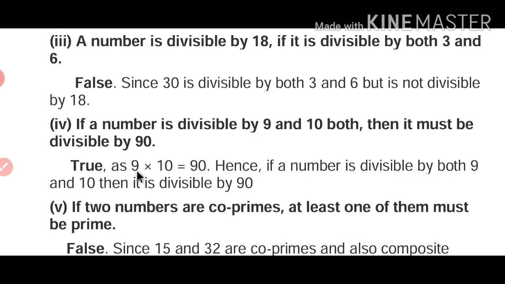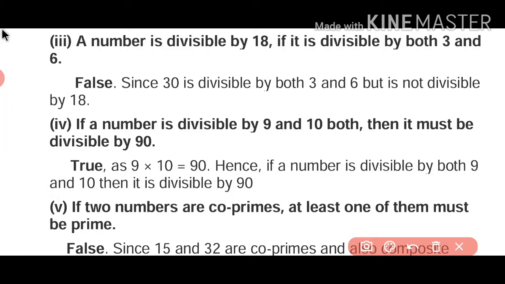Here you can take as it will be true, as if we multiply 9 and 10 we'll get the answer as 90. Hence if a number is divisible by both 9 and 10, then it is also divisible by 90, as it is a product of 9 and 10 only. Or you can take a different example.